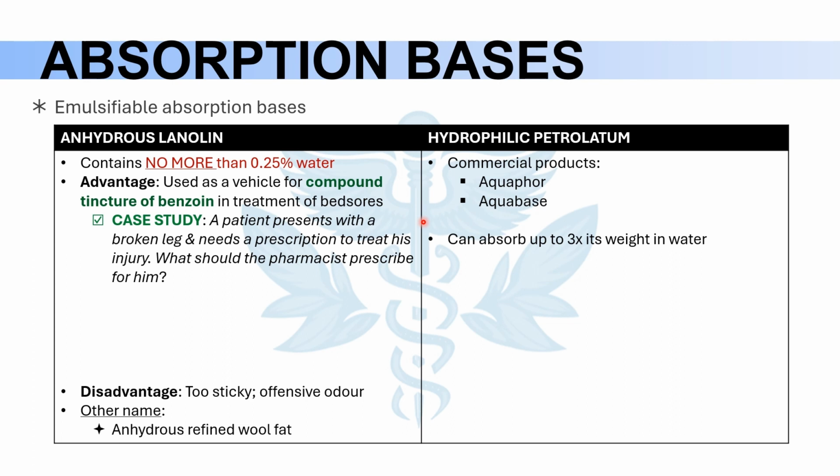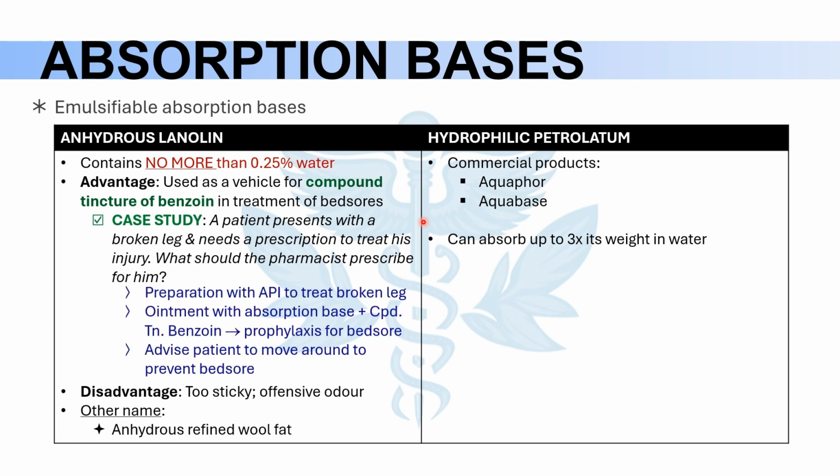So we can predict that the pharmacist will prescribe him two types of preparations. The first preparation will contain an active constituent to treat the broken leg, and the second preparation will contain an active constituent to treat the bed sore. So let's see the answer. As we said, a pharmacist will prepare a drug or a preparation to treat the broken leg, and he will also prepare an ointment with absorption base plus compound tincture of benzoin, our active constituent, to prevent bed sores.